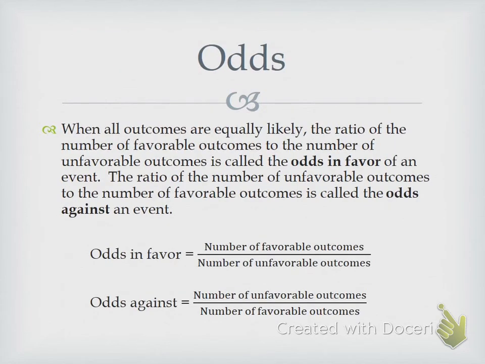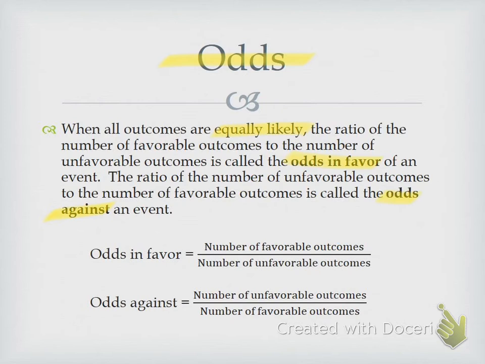All right. Now let's talk about odds. With odds, all outcomes are equally likely. The ratio of favorable to unfavorable is called odds in favor, and unfavorable to favorable is called odds against. Here's what I'm looking at: are my chances of something happening better than it not happening, or the other way around?